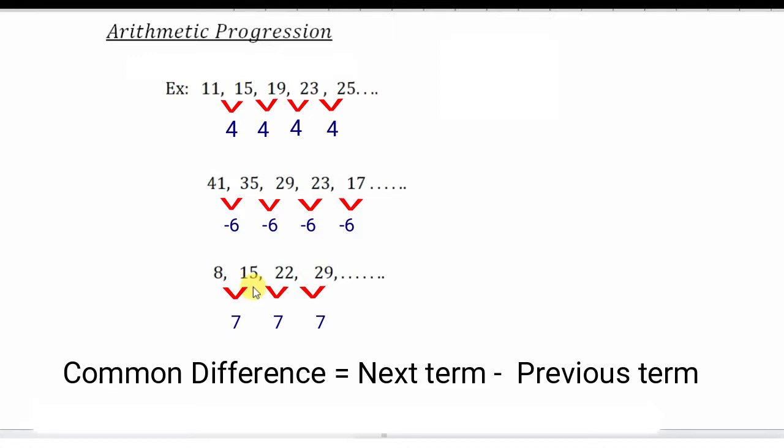And as long as the difference between the consecutive terms is the same, it doesn't matter whether the difference is a negative number or a positive number. You may get negative 6 as the common difference, or a positive number, but as long as the difference is the same, it will be an arithmetic sequence. Okay, let us go back to the first sequence.